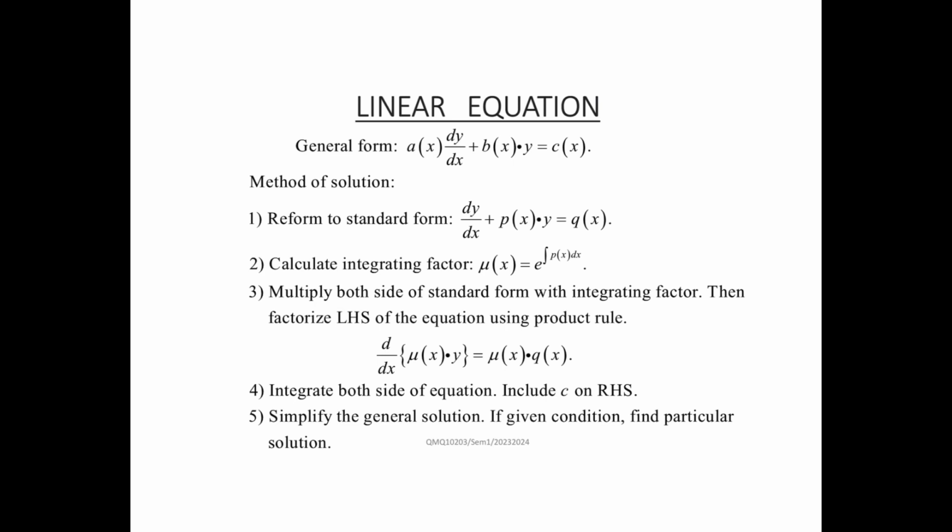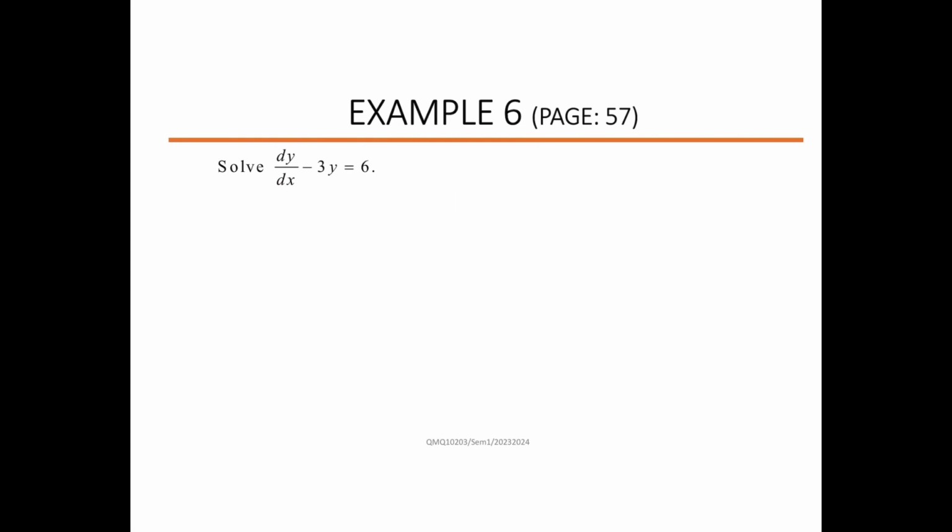Alright, let's see this example. Solve dy over dx minus 3y equal to 6. So this is already in linear form. For dy dx, the highest power is 1. For 3y, y is power 1. So this is a linear equation.